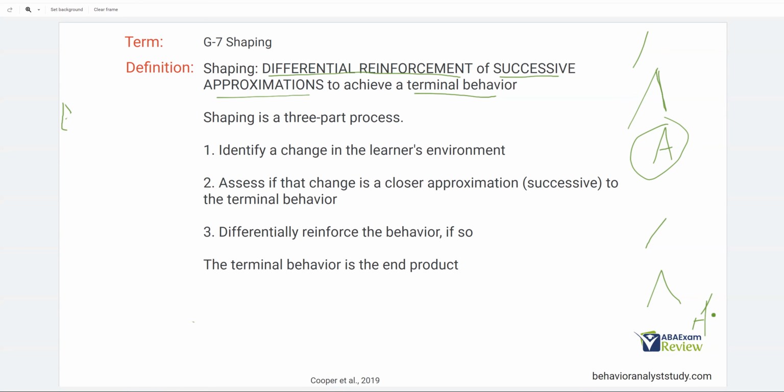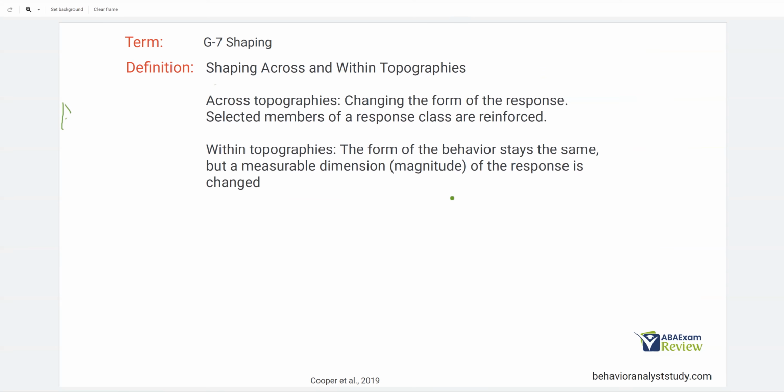Where are we at in our approximations? How close are we to the terminal behavior? What approximation should actually receive reinforcement versus what approximation should now be put on extinction? And as always, the terminal behavior is the end product. Now, there are two ideas with shaping. We can shape across topographies and we can shape within topographies.